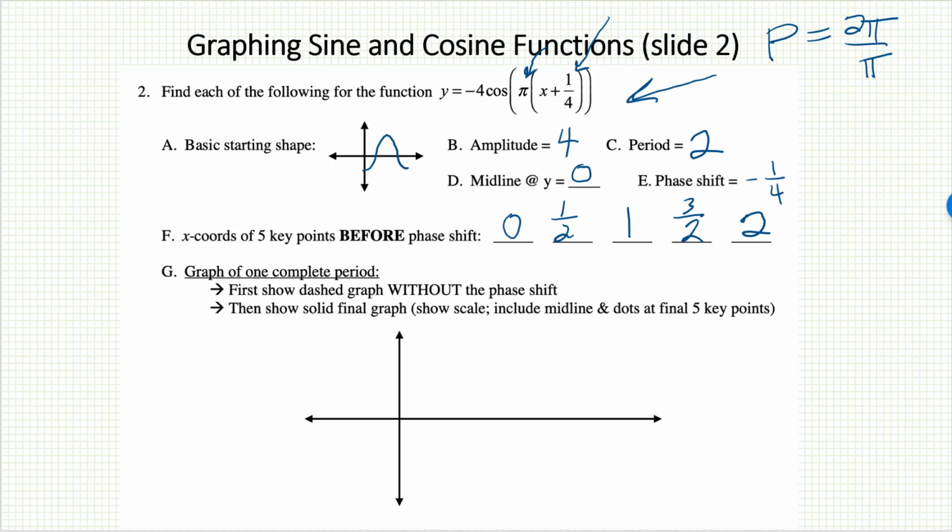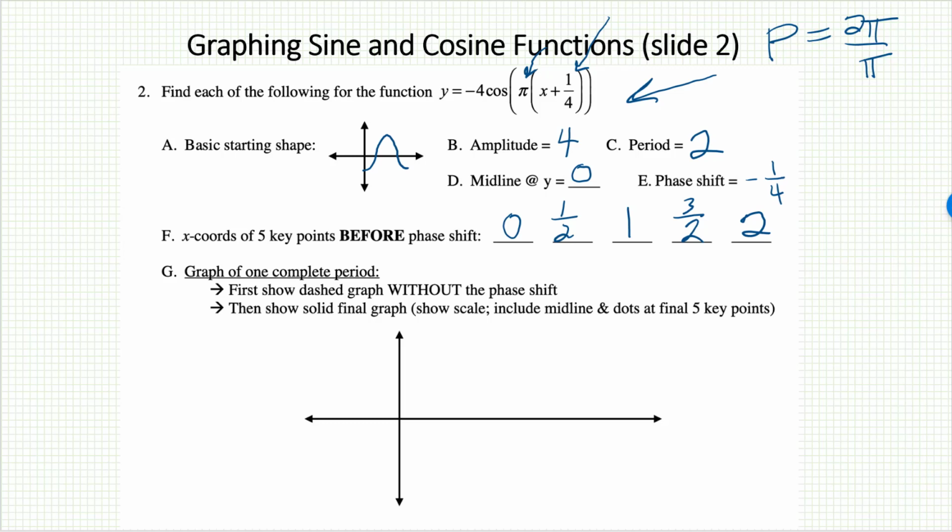Now look what it says down here in the graphing part. It says first show a dashed graph without the phase shift. I'm going to pretend there's no phase shift. I'm going to draw a picture of what this thing would look like, and then at the very end I will use the phase shift to create the final graph.